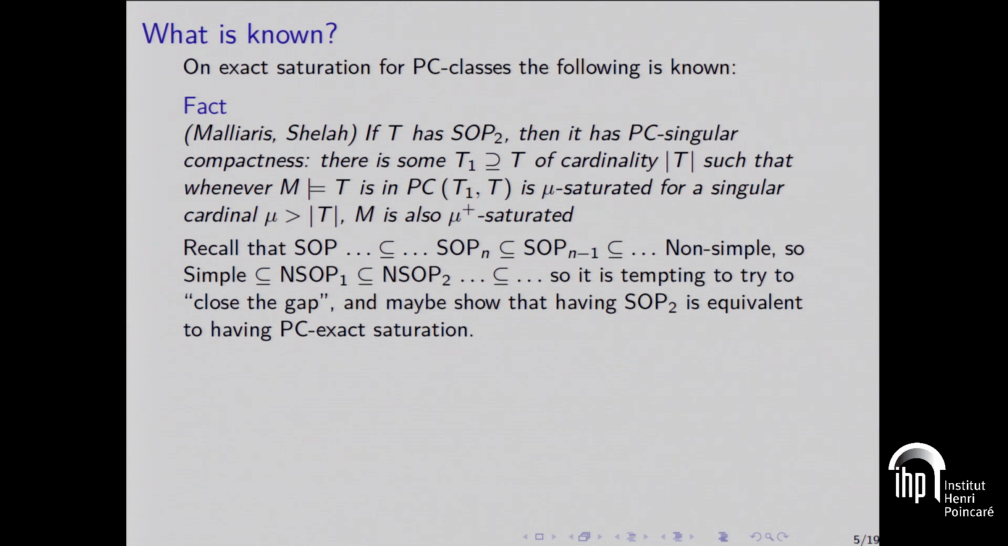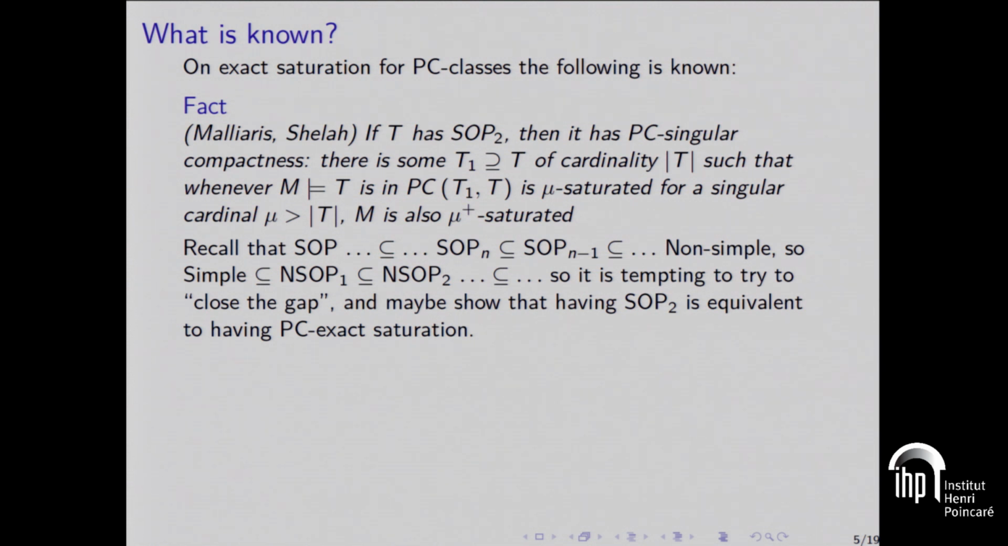So how does it look? We have that simple theories are contained in NTP1, NTP2, and so on. So it would be interesting to understand what having PC exact saturation means, and maybe show that not having SOP2 is exactly the same as having PC exact saturation. I should have said not having; yet another typo.